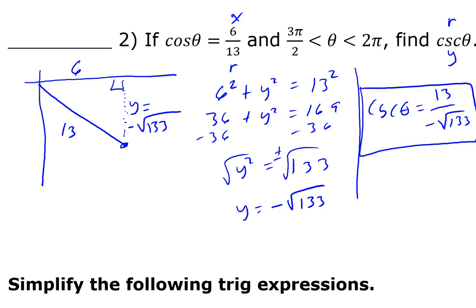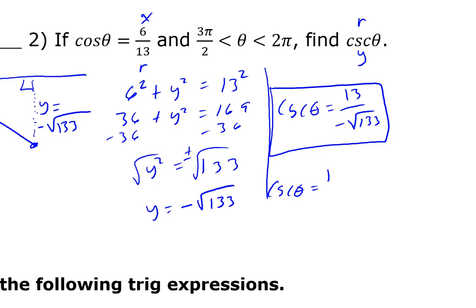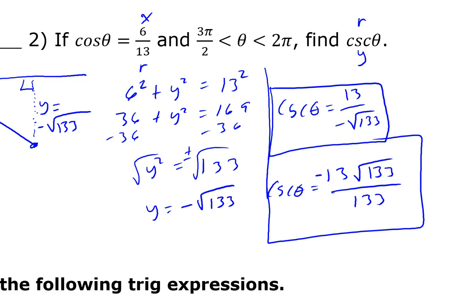If I wanted to rationalize the denominator, it would be pretty ugly, but it would be negative 13 radical 133 over 133. So there you go. There's another version of the answer.